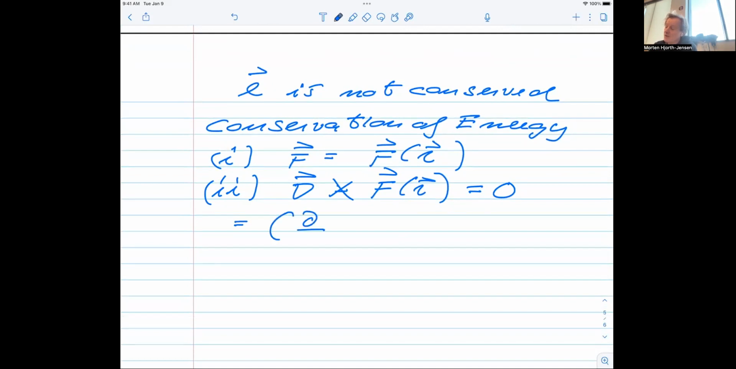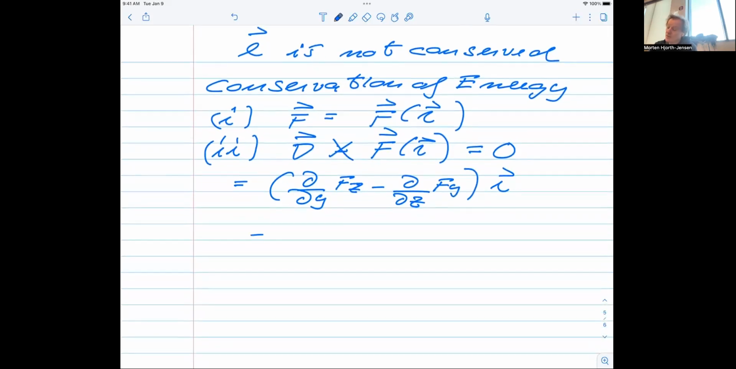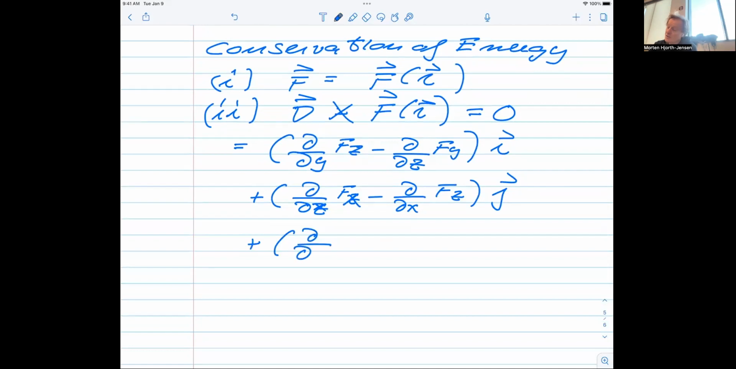So we will have the d/dy of the z component minus d/dz of the y component, multiplied with the unit vector in the x direction, plus d/dz of the x component minus d/dx of the z component, multiplied with the y unit vector, plus the final one, which is d/dx of the y component minus d/dy of the x component, multiplied with k.